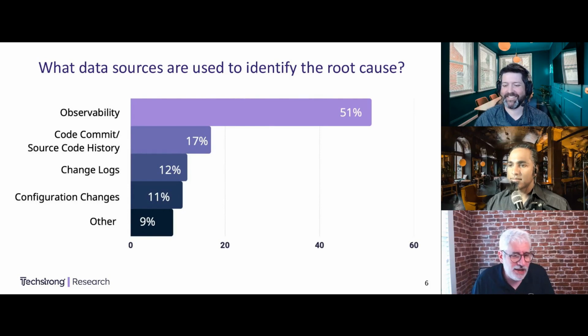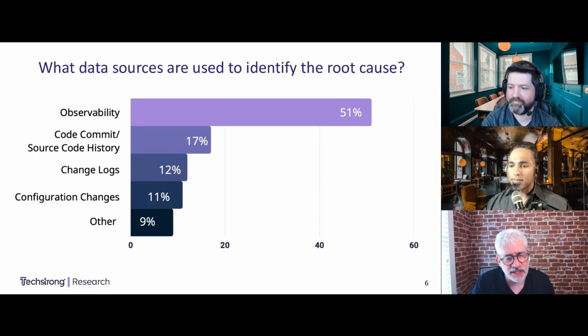We could just say, you know what, I'll take one of each. I'll take an observability, I'll take a code commit, I'll take change logs, give me two of everything, on the left side of the menu. We're in an environment right now where I don't think that's a great assumption moving forward. So if we think about it, 51% say they look at their observability data.